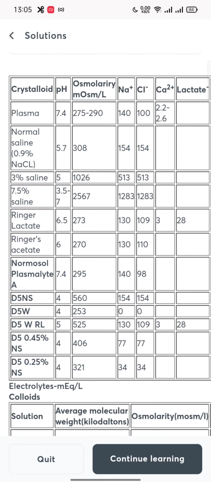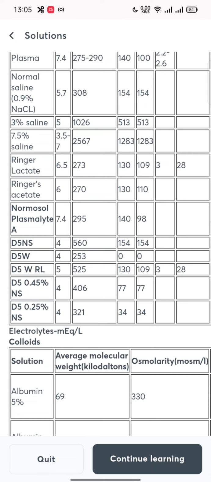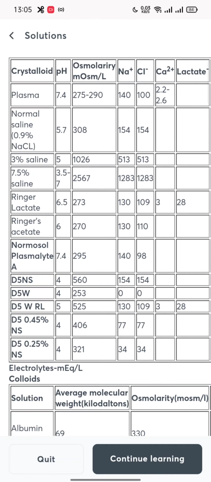D5W has pH 4, osmolarity 253, and sodium and chloride are 0. D5 RL has pH 5, osmolarity 525, sodium 130, chloride 109, calcium 3, lactate 28. D5 0.45% NS has pH 4, osmolarity 406, and 77 for both sodium and chloride. D5 0.25% NS has pH 4, osmolarity 321, and chloride and sodium are both 34.